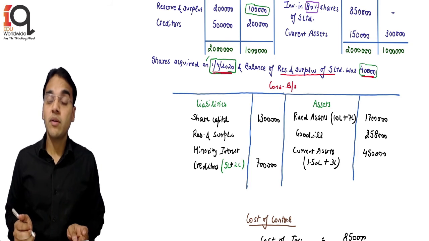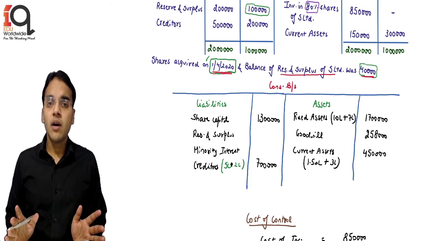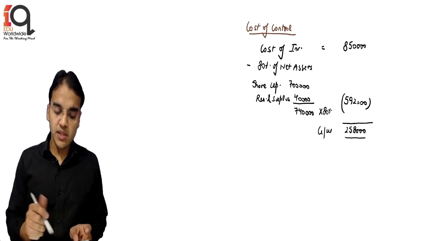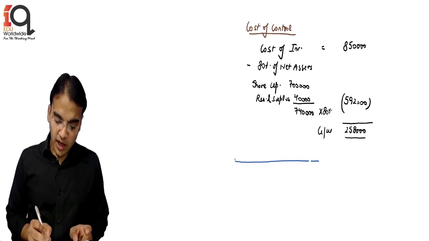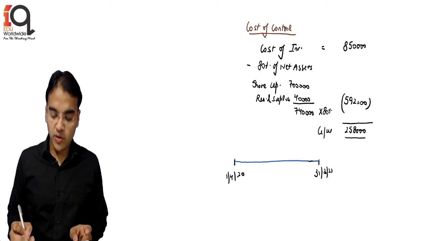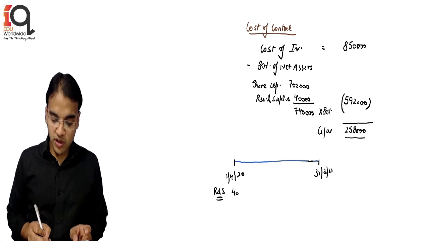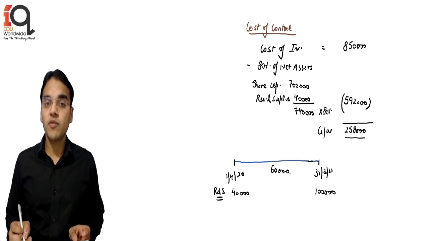Now comes minority interest and reserve and surplus as well. Now minority interest is nothing but simply 20% of the net assets. Basically, since we acquired 80%, because you will see that the acquisition was on 1st April 20, and we are making the consolidated balance sheet on 31st March 21. The reserve and surplus balance was 40,000 on that day and 1 lakh at the end of the year. That actually means 60,000 profit was earned during the year.